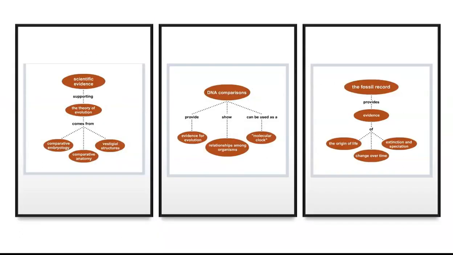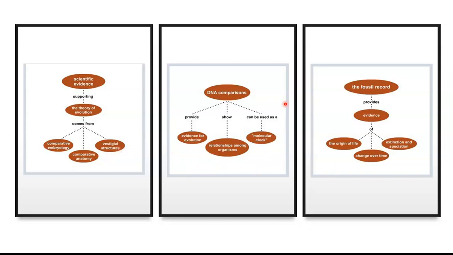So here we go. I just wanted to show this to you. I thought this was really neat. This is the concept map from our last lesson, 2.05 and 2.06, showing that there is scientific evidence that supports the theory of evolution, and we could study comparative embryology, comparative anatomy, and vestigial structures. Remember, vestigial structures are those structures that still exist, but they don't really serve a purpose anymore, indicating that they may have in the past in a common ancestor.